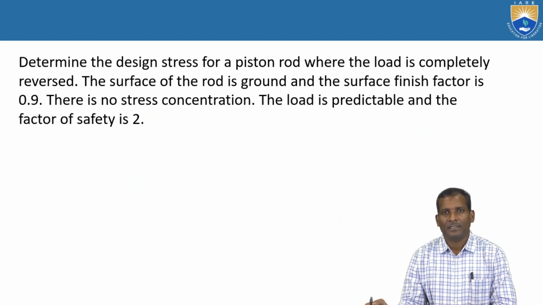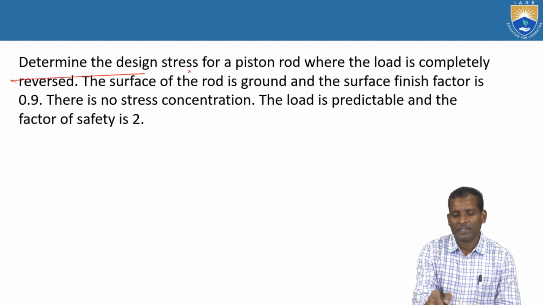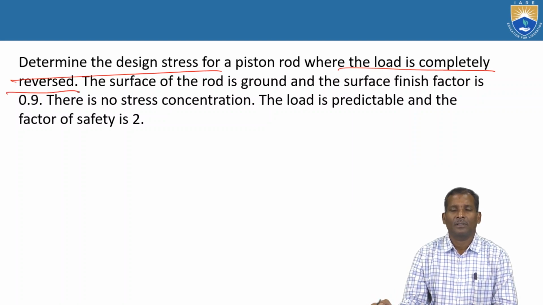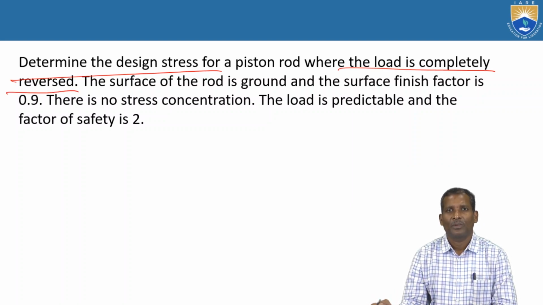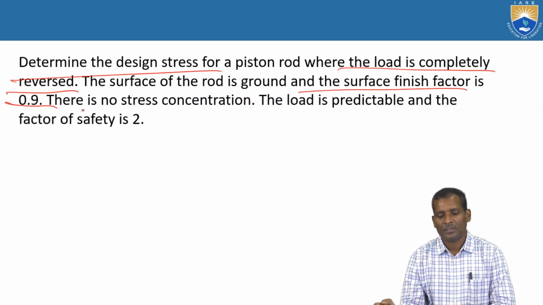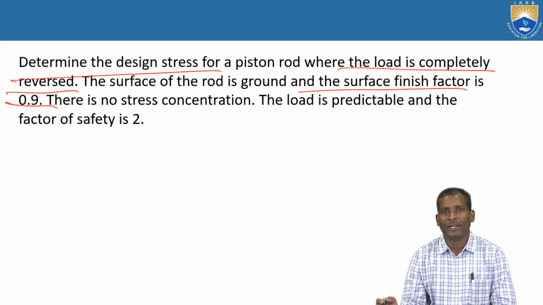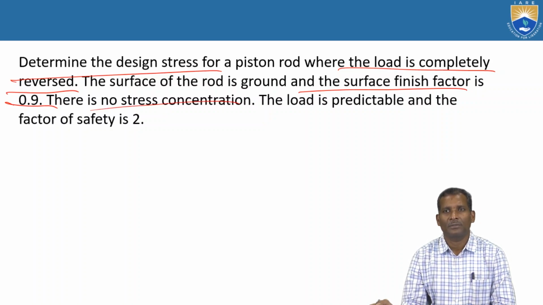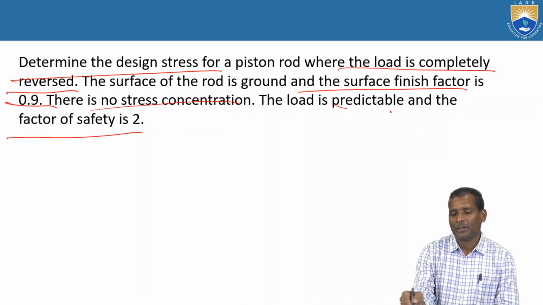Determine the design stress, that is the working stress, for a piston rod where the load is completely reversible. So the type of load is reversal load. The surface of the rod is ground and the surface finish factor K sub s is 0.9. There is no stress concentration. The load is predictable and the factor of safety is 2.